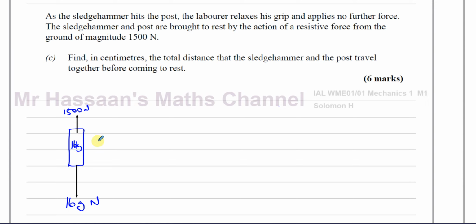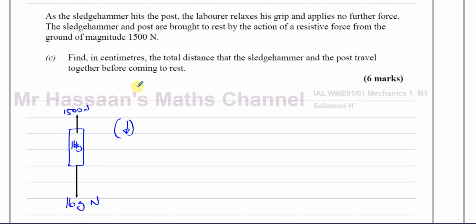We will see how far into the soil it goes. For us to do that, we have to find the acceleration. With a constant resistive force of 1500 newtons, the acceleration will be constant. So let's find the acceleration by resolving the forces downwards.